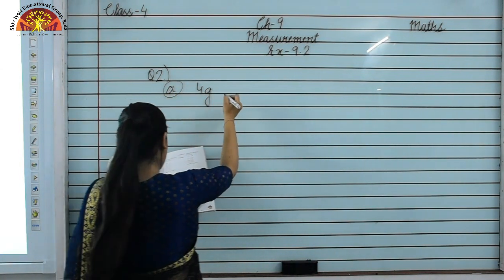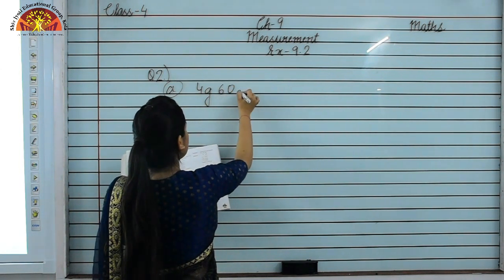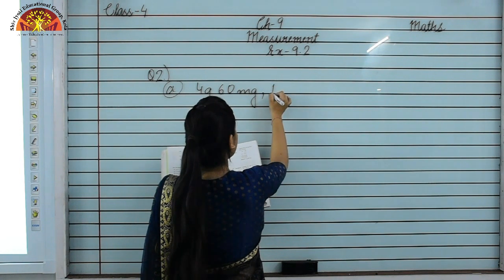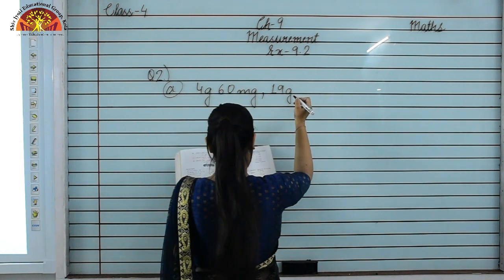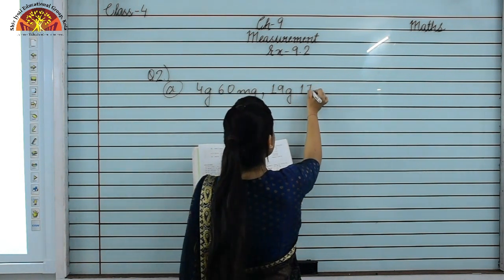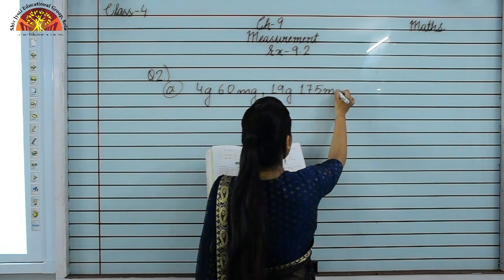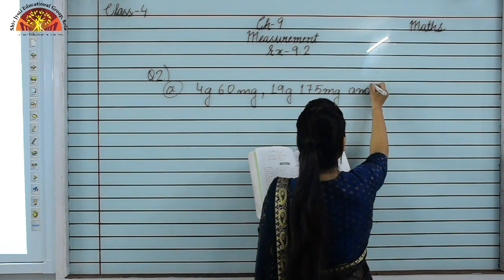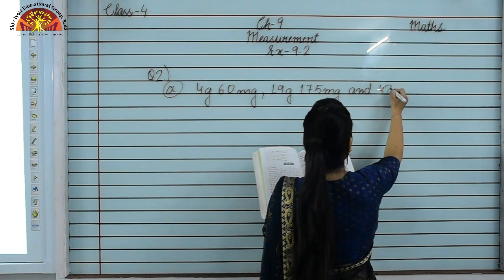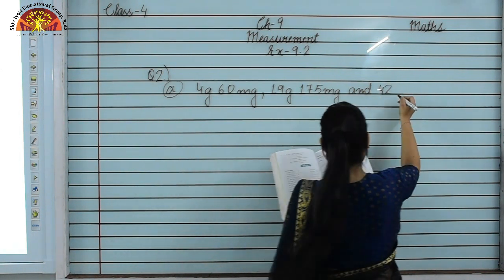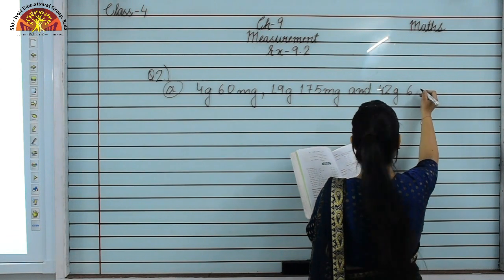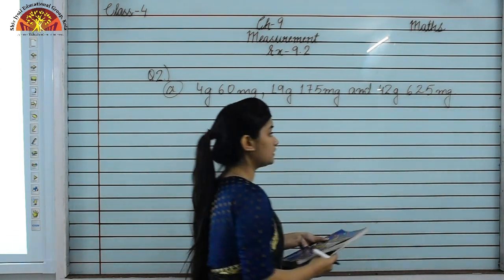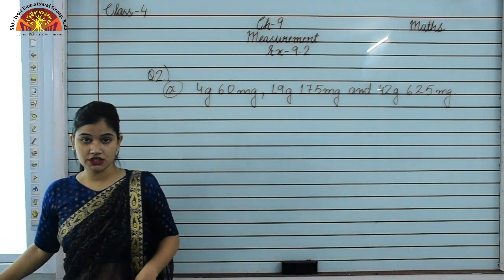4 gram, 60 milligram, then 19 gram, 175 milligram, and 42 gram, 625 milligram. Okay, so again we have to arrange the numbers.